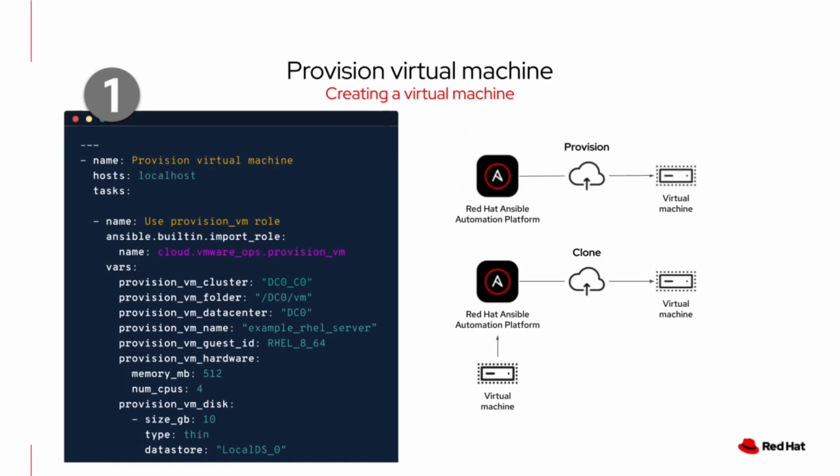Now let's take a practical look at provisioning a virtual machine. This playbook utilizes the provision VM role to create a new virtual machine within our environment. And a quick note, all the roles we'll be working with today are validated, pre-built content shared through the Automation Hub to make working with Ansible even easier. By simply defining a few variables within this role, like cluster, folder, name, and hardware specifications, you can automate this entire process without manual steps. Not only can we provision brand new virtual machines, but we can also clone existing ones.